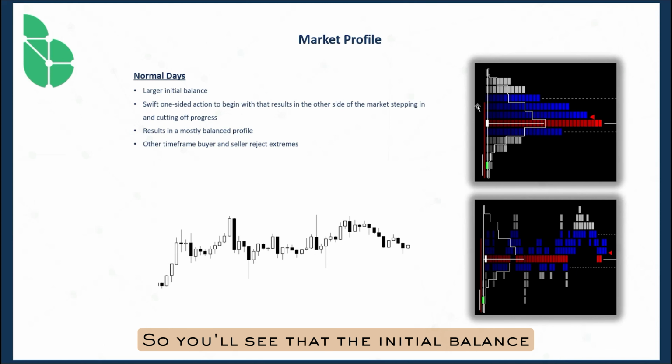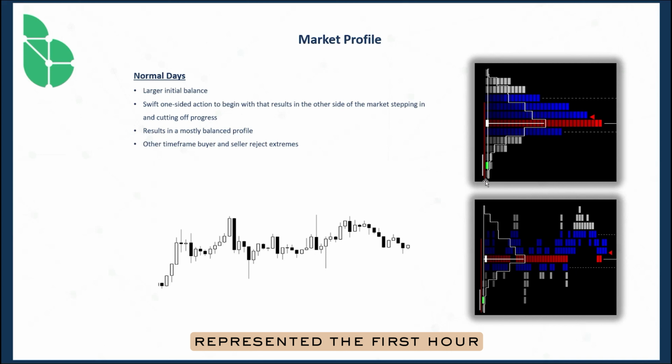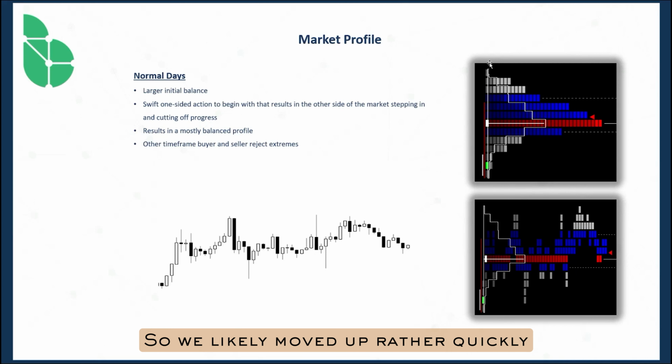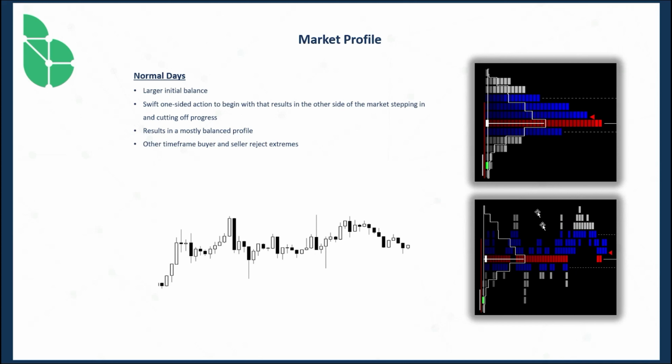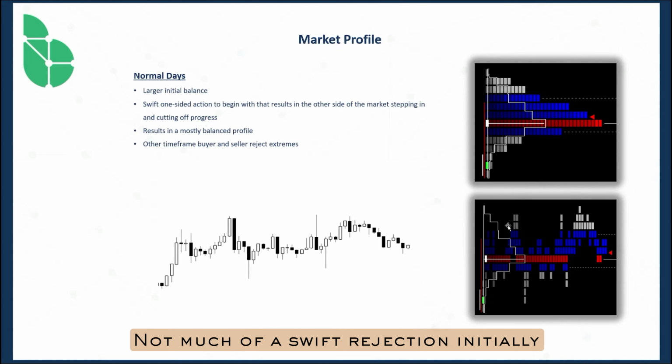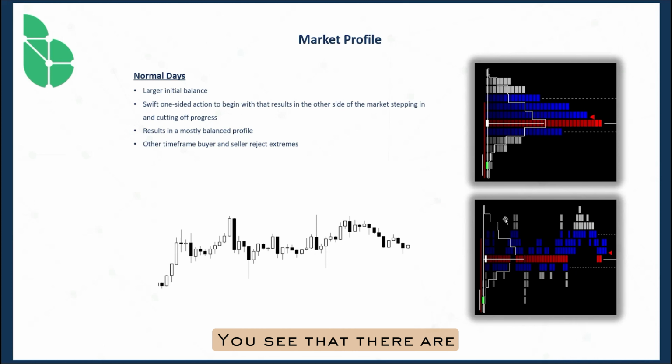So you'll see that the initial balance represented the first hour, so we likely moved up rather quickly, and we were swiftly rejected. You could see that as this unfolded, within the first quarter of this rotation of this day period, we had moved to the upside. Not much of a swift rejection initially. You'll see that there's no single print right here, so we've spent a little bit more than the minimal amount of time here, with this specific rotation upward.